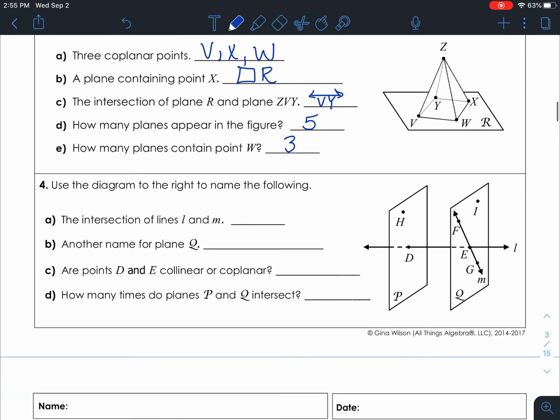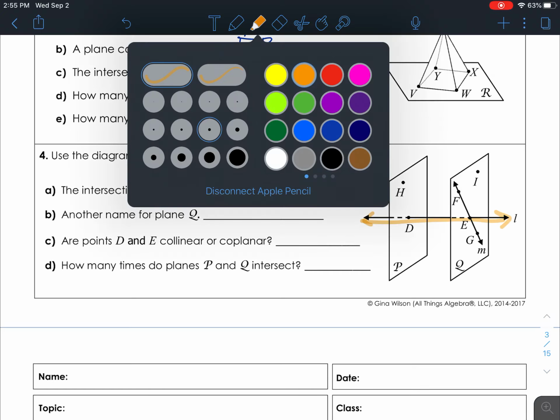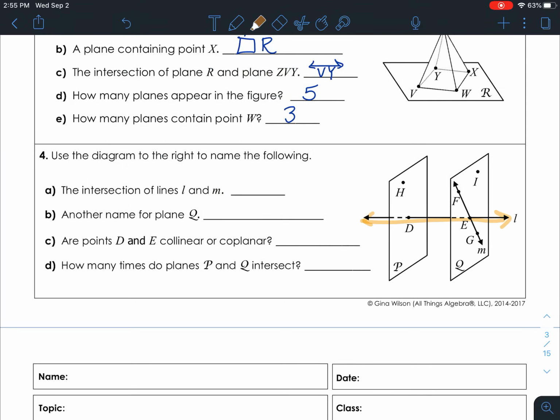All right, moving on to 4. Use the diagram to the right to name the following. So here for this diagram, we're thinking 2 pieces of paper with a pencil stabbing through it. That pencil is going to be this line right here, line L. Okay, and again, line M, which I will highlight in brown, because, why not? M is going to be drawn on that paper Q. Okay? The intersection of line L and M. So where does the orange line and the brown line cross? They cross right here at point E.